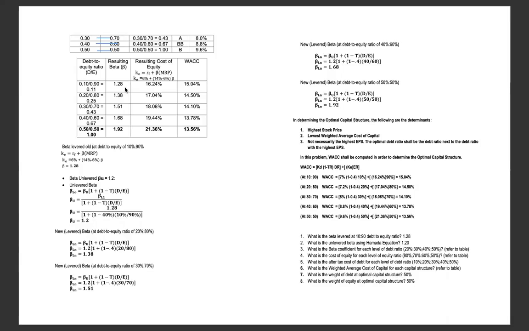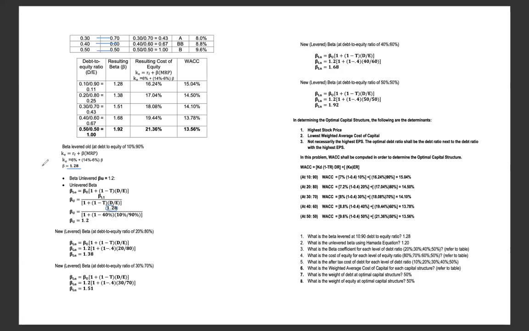So ngayon, the computation of beta, ito naman ang i-present natin dito, no, beta. Okay, kasi nga kanina, kumbaga sa MCQ, na-compute na yung beta. So i-present natin ngayon. So beta levered old at 1090 is at 1.28. So ito po yun, no? 1.28. So yung 1.28 mo, numerator na siya.